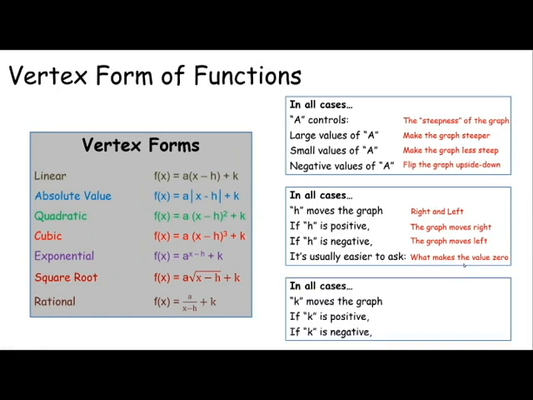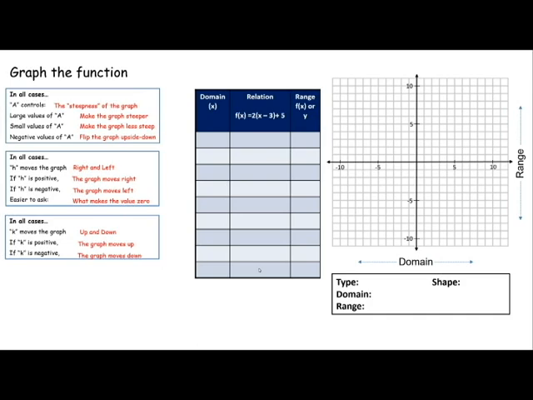And in all cases, if we add a number to the end of our function, this plus k on the end, that's going to move my graph up and down. If k is positive, the graph moves up, and if k is negative, the graph will move down. So what we're going to do is we're going to do several examples of functions that are written in vertex form.